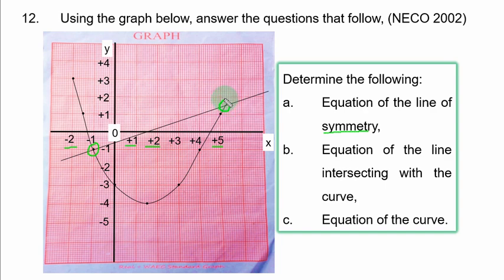When you trace to the y-axis, you have 1.5. If you trace to the x-axis, you have 5.2. That is for the gradient.